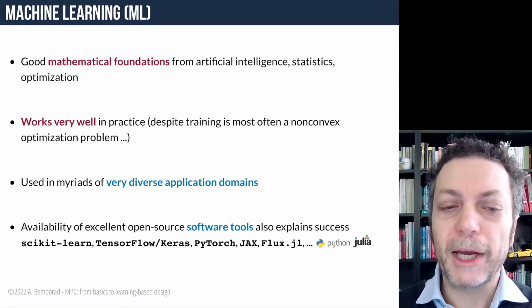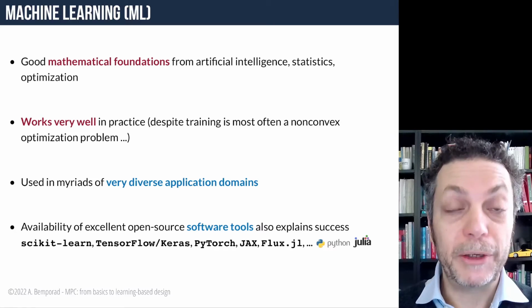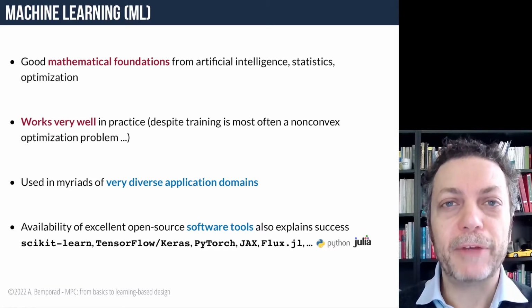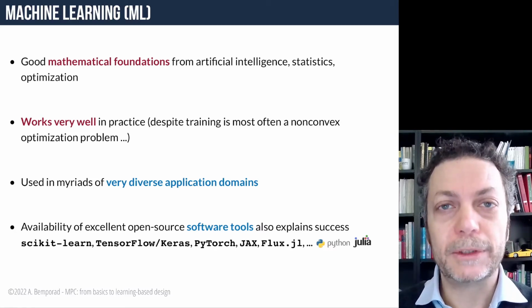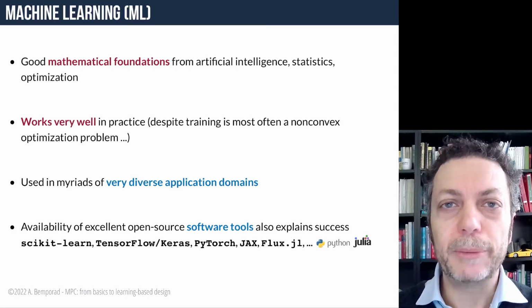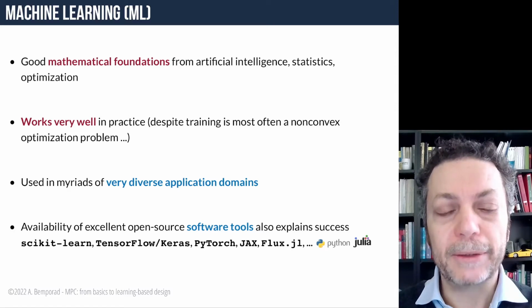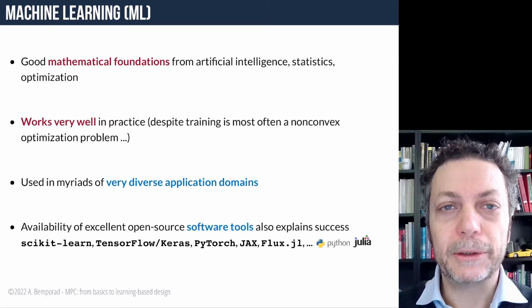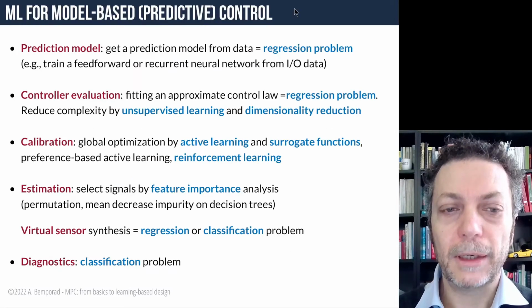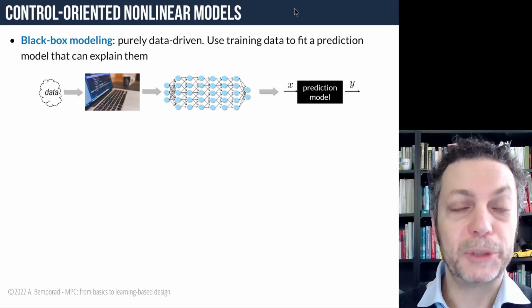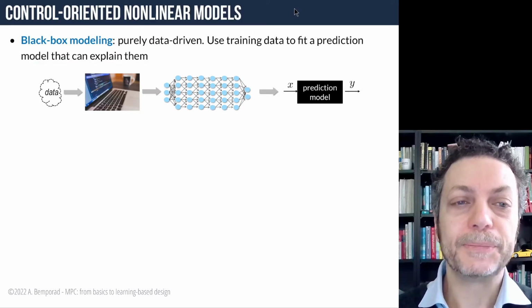And another reason why machine learning got very popular in recent years is the availability of very good software tools, and in particular in the open source domain, for example, in Python, I mentioned here scikit-learn, TensorFlow, Keras, PyTorch, and JAX, and also in Julia. Let's look at how we can get prediction models for control.